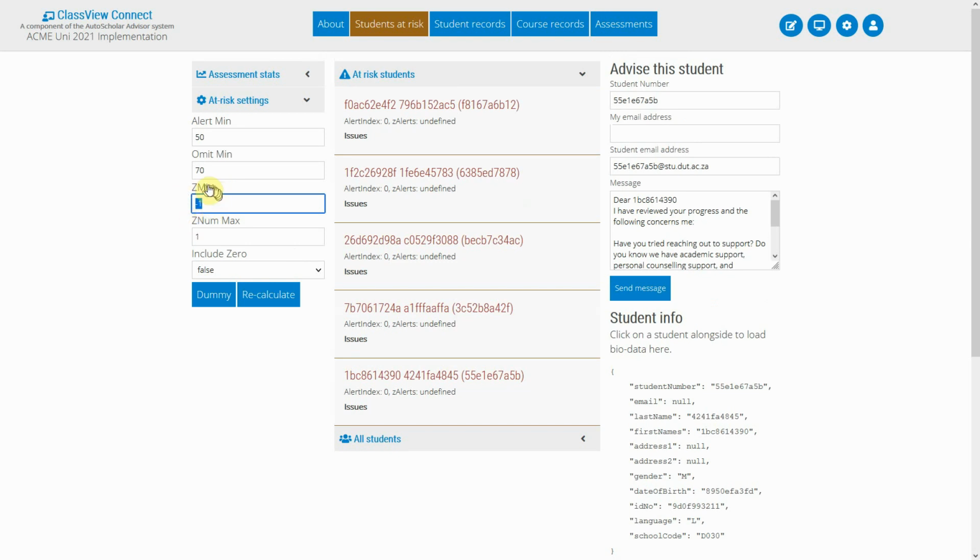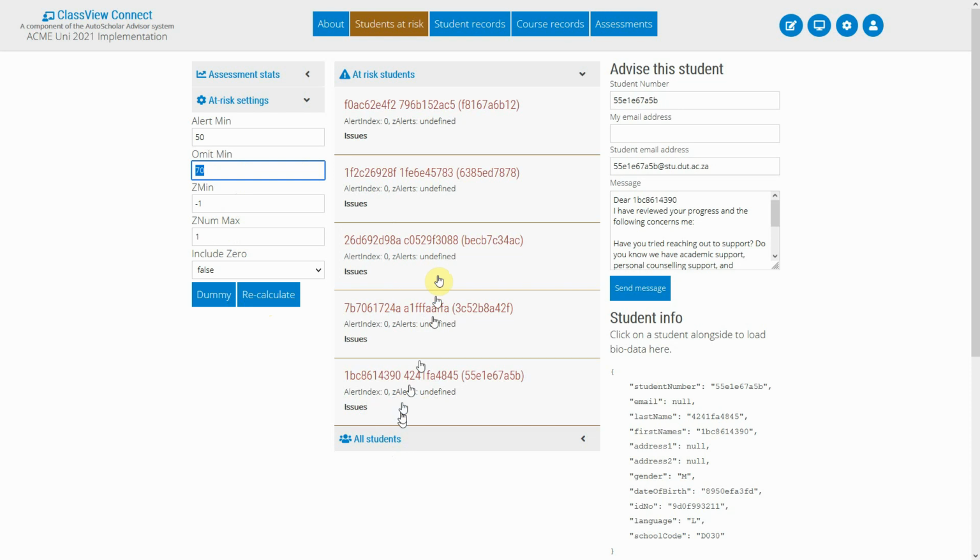But if there is a standard deviation, if you have a z value less than -1, then you are more than one standard deviation below the mean. So the z value helps us estimate the relative difference between that student's result and the mean result on the course. And sometimes the assessment result or the mean assessment mark is so high that the alert on 50% doesn't make sense anymore, and we want to omit results that are more than 70%. So that's why we have that. So you can change the parameters here and recalculate and re-estimate the at-risk students.